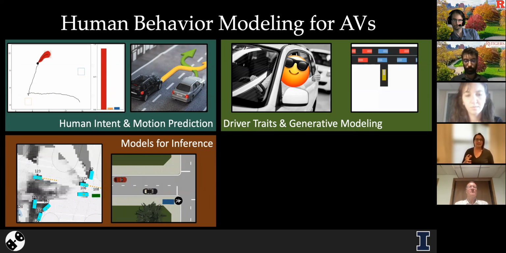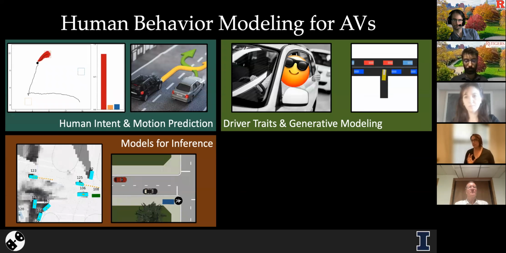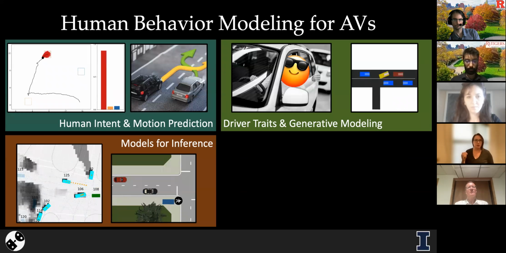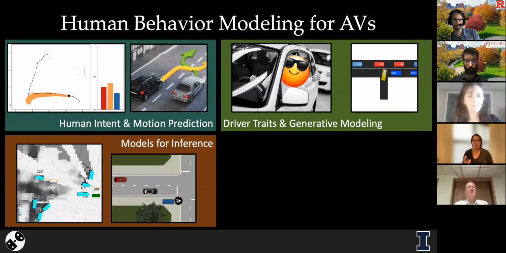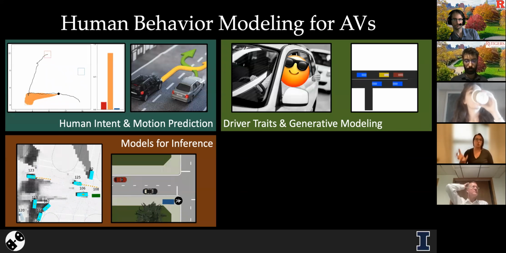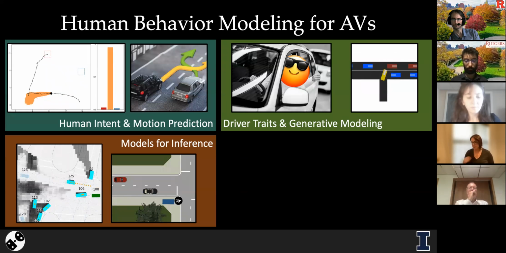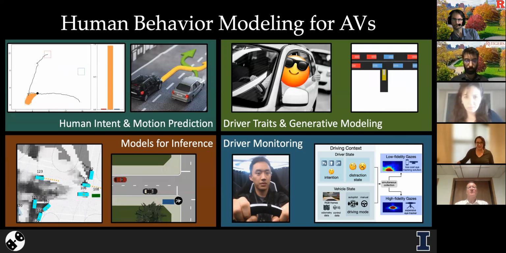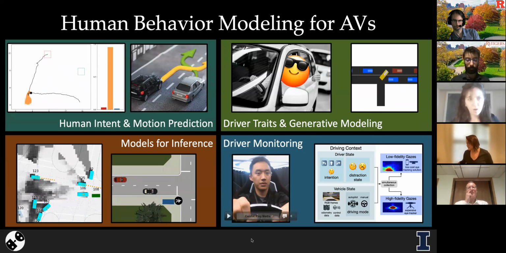We've also been looking at, I've labeled it here models for inference, but you can also think of this as inverse models. So this is models where we're trying to think about causes of behavior. So not necessarily just thinking about what the agent is going to do, but what is it that made them do it.